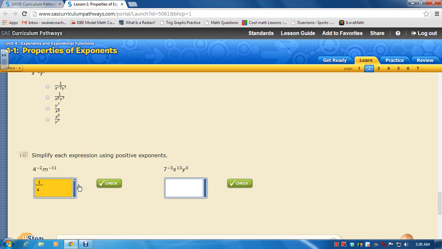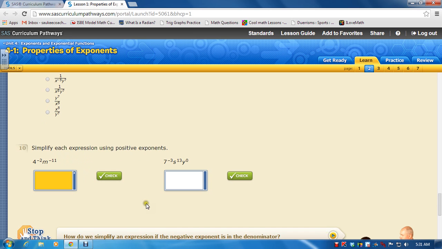Anyway, I've messed this whole thing up. Anyway, we would have 1 over 4 squared m to the 11th power, right? Because we just changed their location.